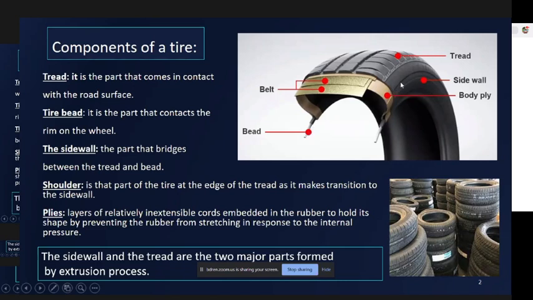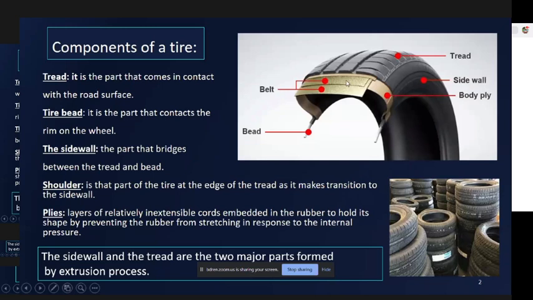The shoulder is the part of the tire at the edge of the tire tread as it makes transition to the sidewall. The plies is mainly layers of relatively inextensible cords embedded within the rubber to hold its shape by preventing the rubber from stretching in the response of external pressure.